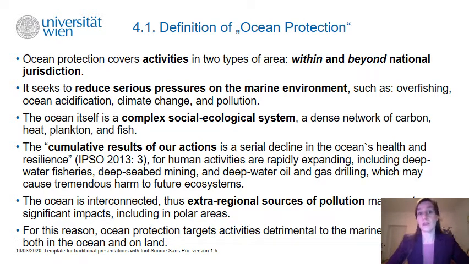So for this reason, ocean protection targets activities detrimental to the marine environment on the ocean and on land. So it's not about only protecting the ocean and establishing measures to protect marine ecosystems, but also to reduce, for example, the kind of human activities that cause harm to the ocean on land, specifically regarding pollution, for example, that comes from rivers and enters then coastal zones.